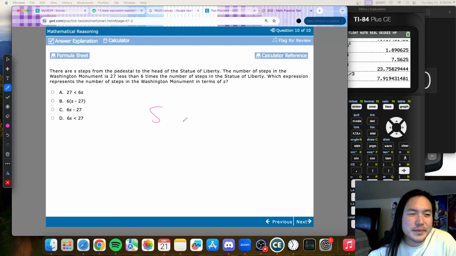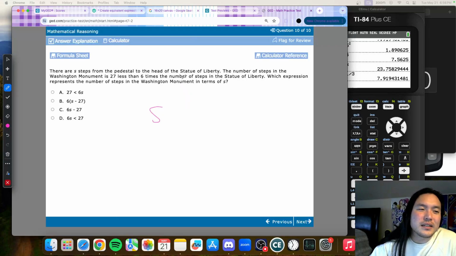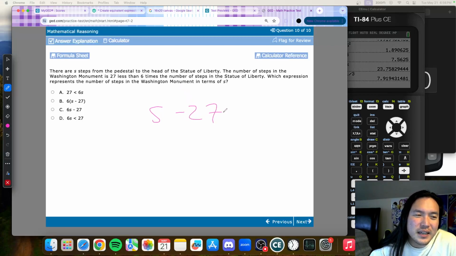So there's S steps from the pedestal to the head of the Statue of Liberty. Number of steps in the Washington Monument is 27 less than 6 times the number of steps in the Statue of Liberty. Has to be C.